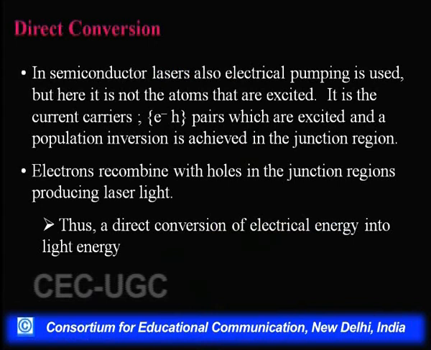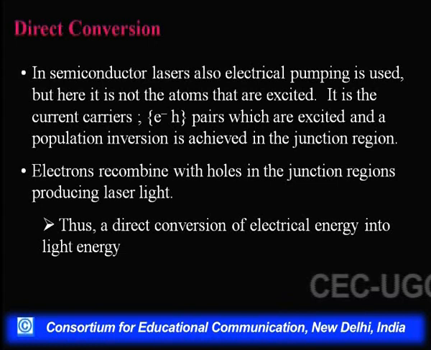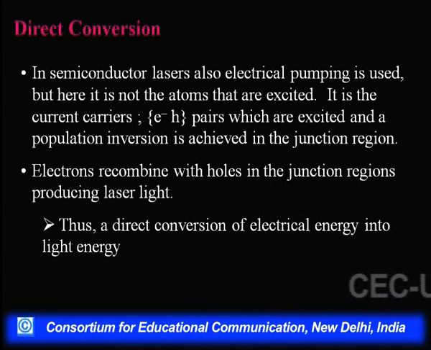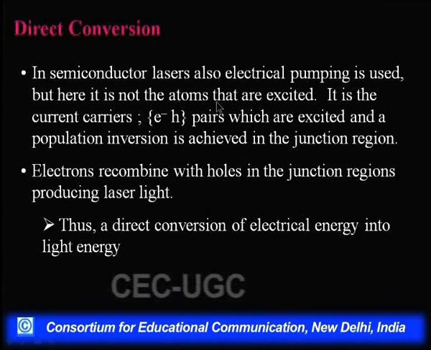Direct conversion is another method used in semiconductor lasers. Also, electrical pumping is used, but here it is not the atoms that are excited. It is the current carriers, where we use the electrons and holes. Pairs are excited and a population inversion is achieved in the junction region. Later we will discuss this in brief, but here we see that electrons and holes are used for the semiconductor laser. Electrons recombine with the holes in the junction region, producing the laser light. Thus, the direct conversion of electrical energy into light energy takes place in the semiconductor laser.